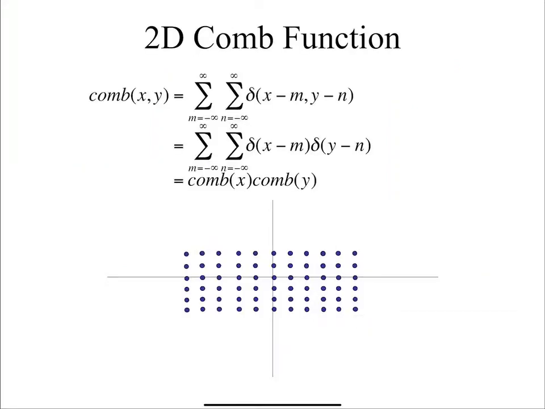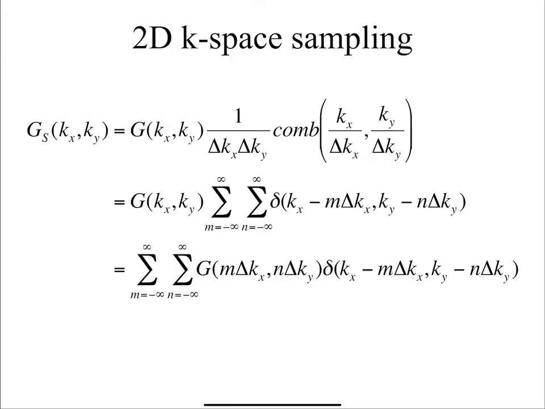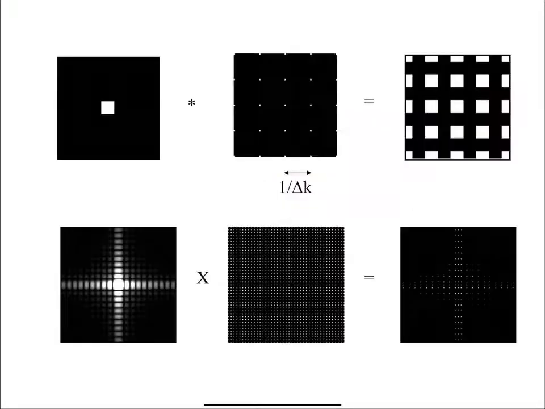Okay, so moving right along in 2D, we just need a 2D comb function. So we've got spikes this way everywhere, and we want to scale it, so delta x, delta y. And then everything else applies. So what we're going to do in k-space now is take our Fourier transform and multiply it by a comb function which has spacing delta kx along the kx direction and delta ky along the ky direction. And so that's what this looks like here.